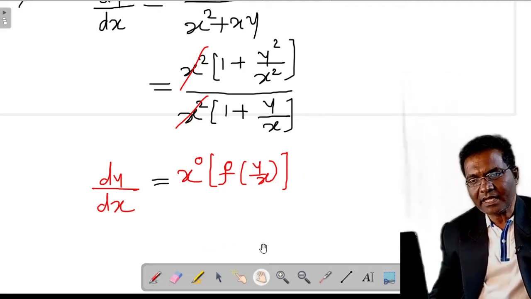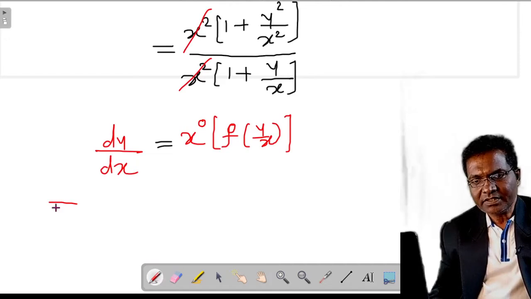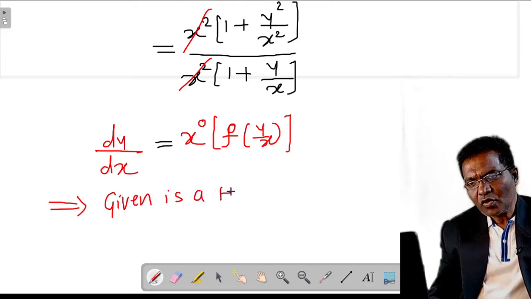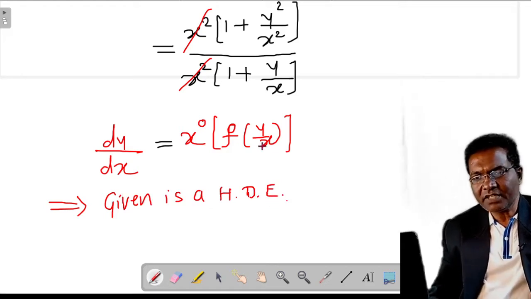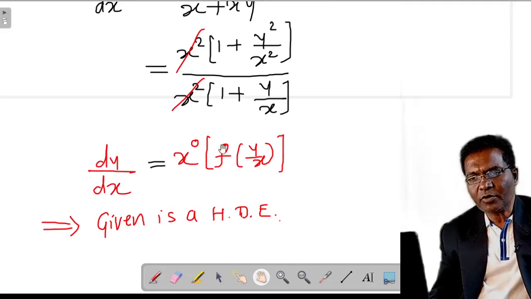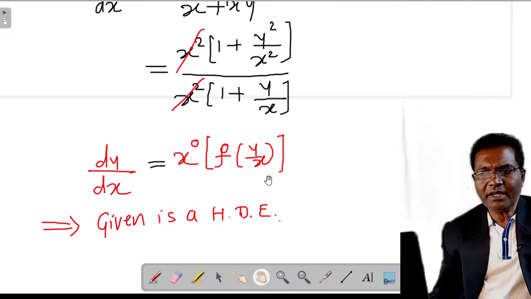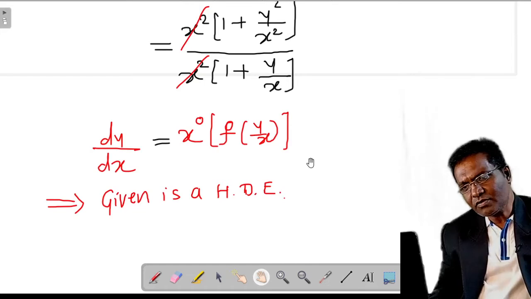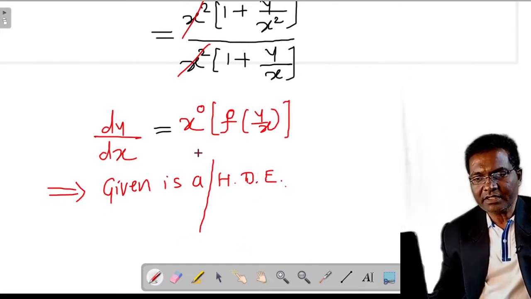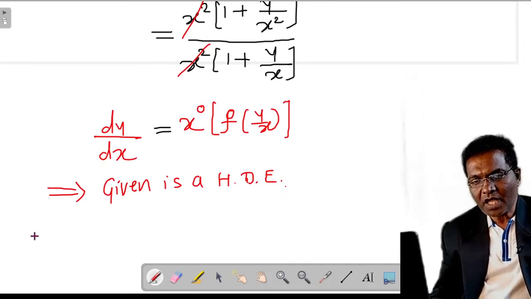So what does it imply? This means the given equation is a homogeneous differential equation, and it is expressed in the form of f of y by x. So now we have to solve it by a suitable substitution. Okay, so what do we need to put now?